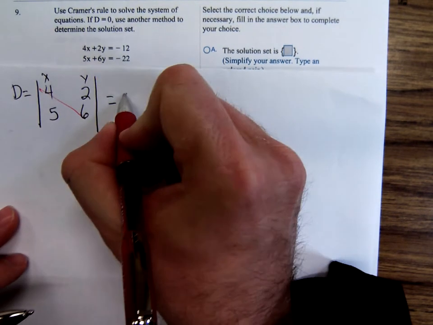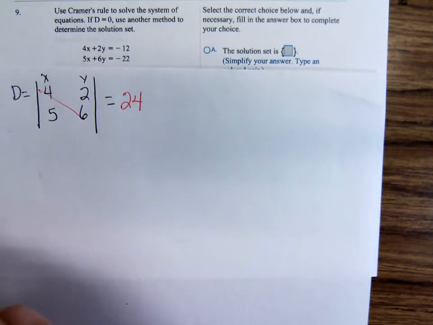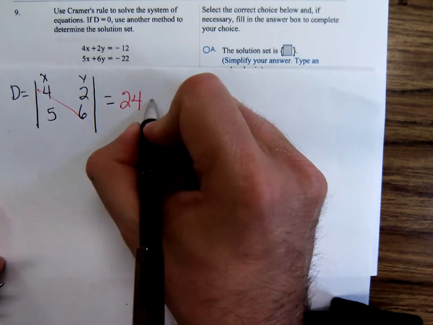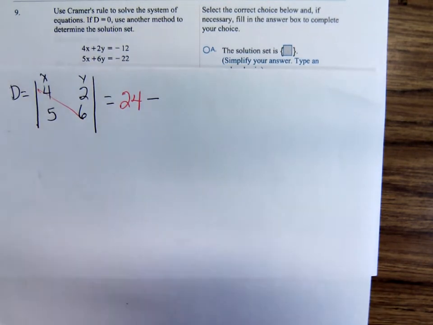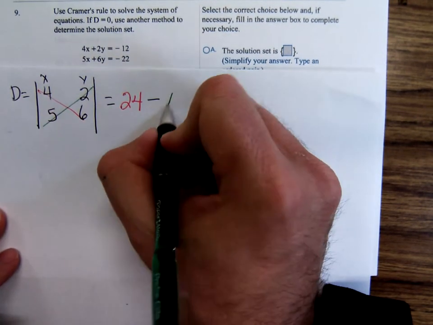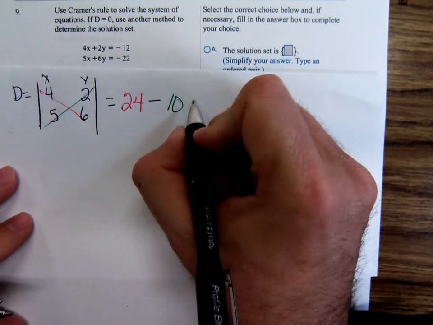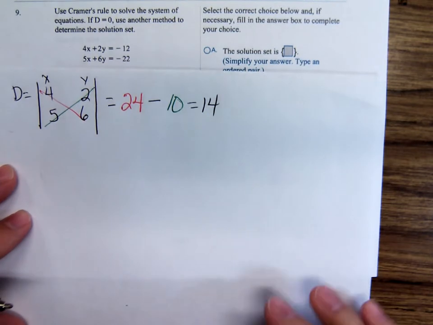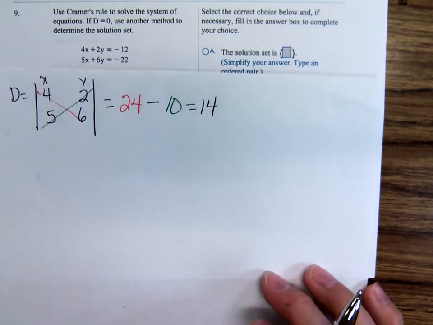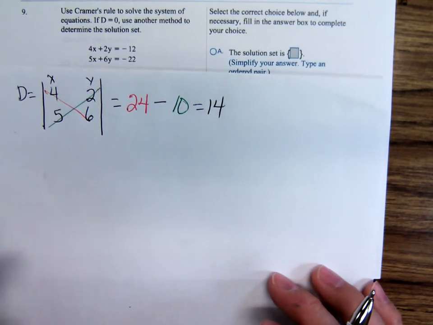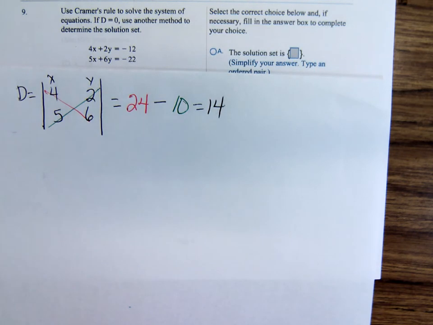4 times 6, 24, minus 2 times 5, 10. 24 minus 10, what's D going to be? 14. So Cramer's rule hasn't failed, so it's going to work.